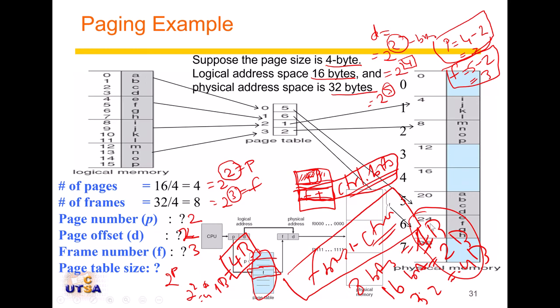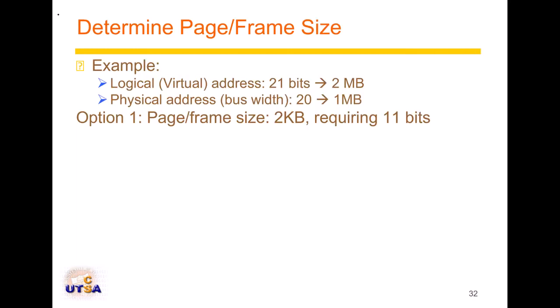Okay, let's continue with some examples. So let's assume our logical address space has 21 bits. In other words, it has 2 megabytes. So if I just gave you 2 megabytes, you can easily convert that into 2 to the power 1 times mega, which is, remember, 2 to the power 20, right?